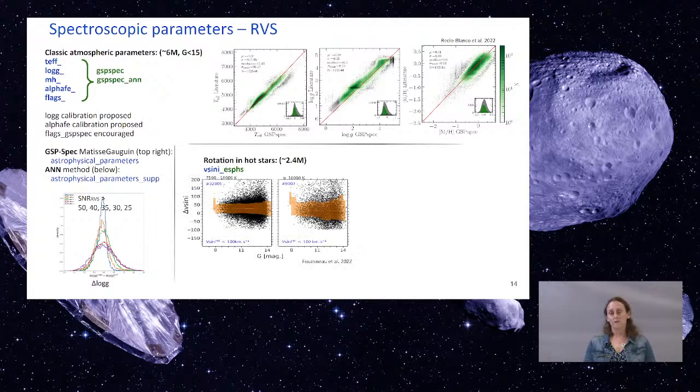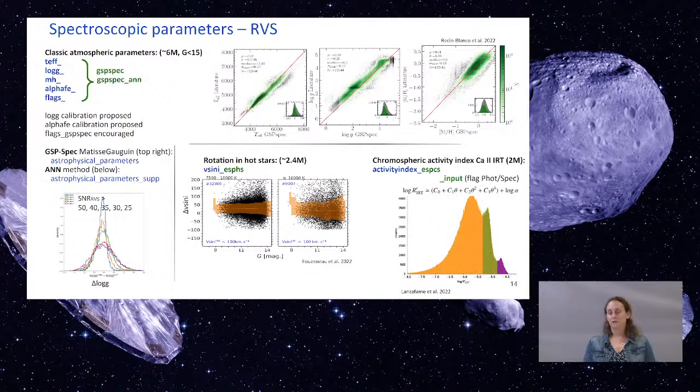Other spectroscopic parameters from RVS are the rotation, or broadening, only for the hot stars. So this is the parameter V sin i, which is derived by the hot star module. In this figure, I'm showing a comparison of V sin i with the literature as a function of the G magnitude. It's separated into the cooler hot stars, below 10,000 K, and then the hotter stars above 10,000 K. And you can see that there's overall agreement within the uncertainties with the literature.